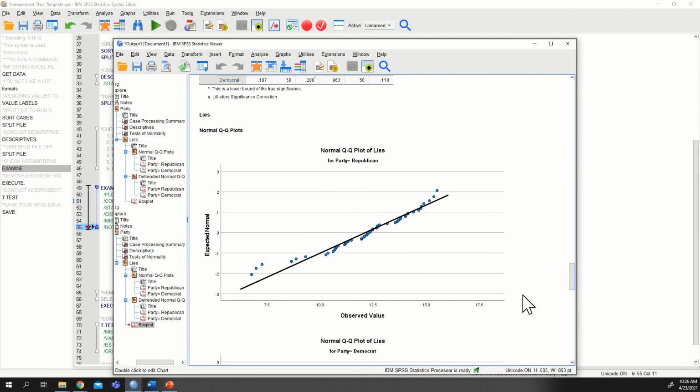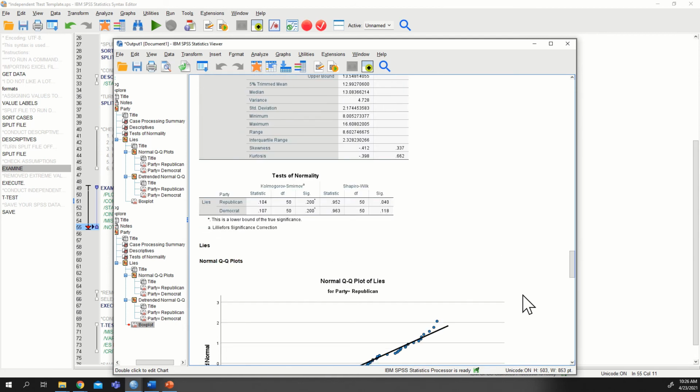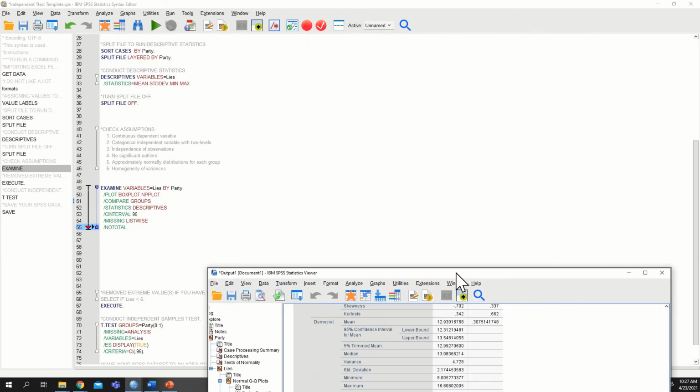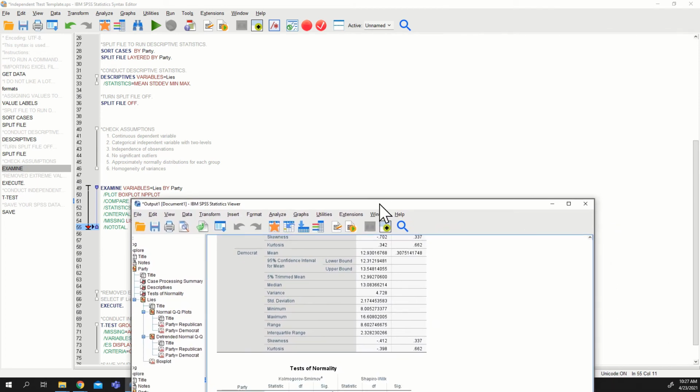But in the case that you do have extreme outliers, then you may have to remove these extreme values, or you may have to transform your data. And that's another topic we can talk about in a different video. Okay, my next assumption is the homogeneity of variance.